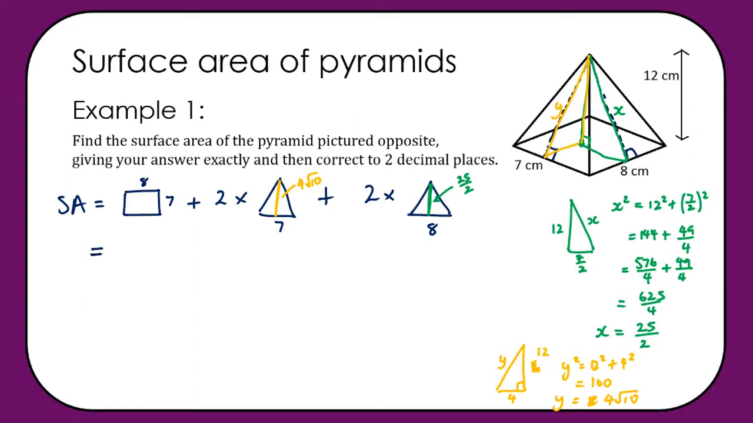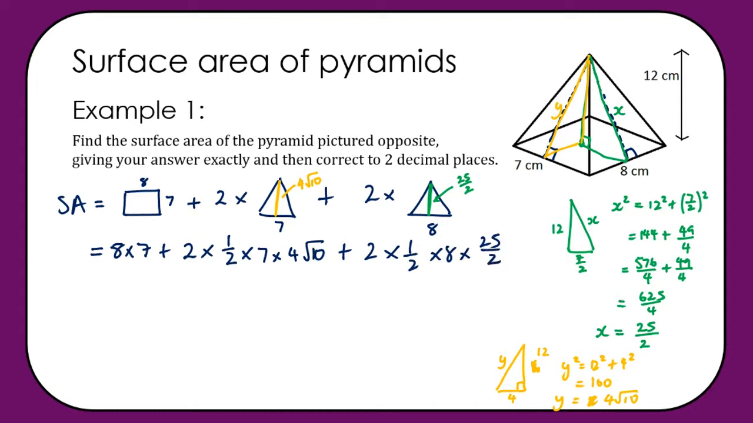We have a rectangle 8 by 7, plus 2 triangles, so 2 times half times 7 times 4 root 10, plus 2 of these triangles, so 2 times half times 8 times 25 on 2. Again, I'm going to stick with fractions rather than decimals. It's easier to multiply them together.